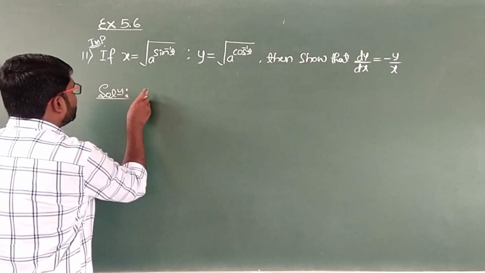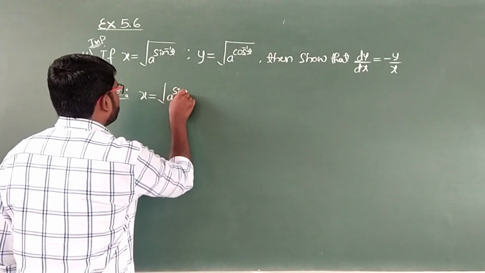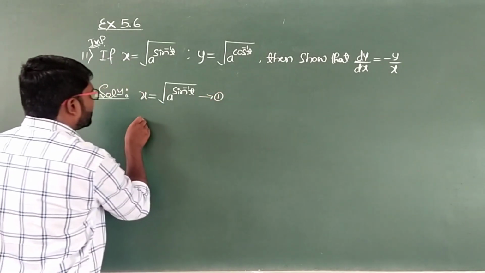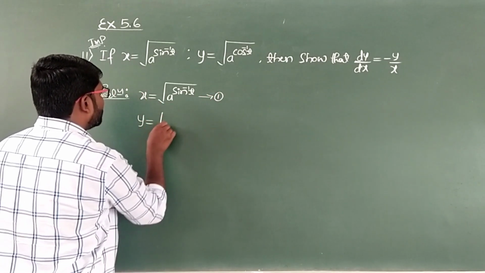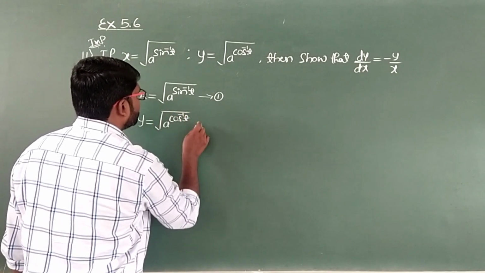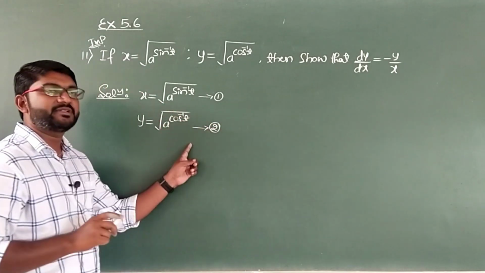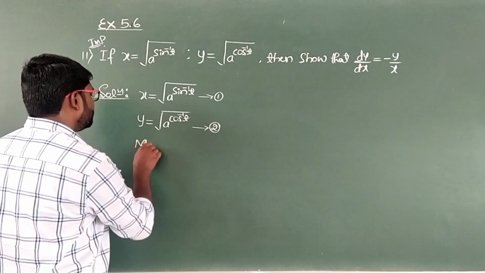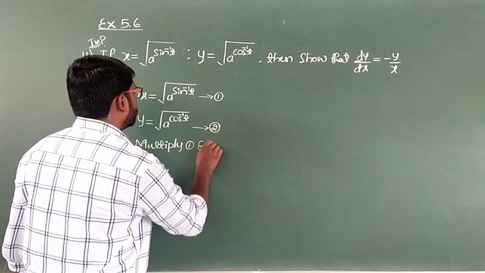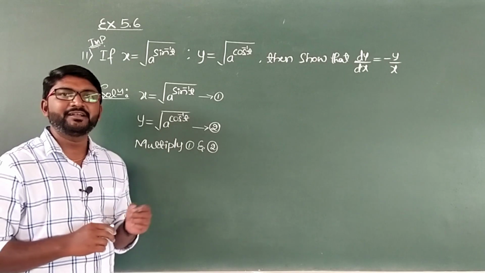I'll take x and y now. x equals square root of a to the power sin inverse t; I call this equation number 1. The other one is y equals square root of a to the power cos inverse t; I call this equation number 2. Now multiply equation 1 and equation 2. Here we multiply the left hand side separately and the right hand side separately.